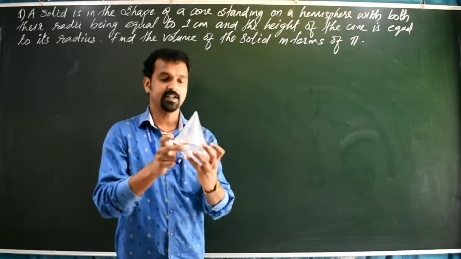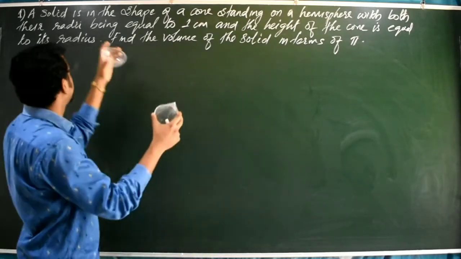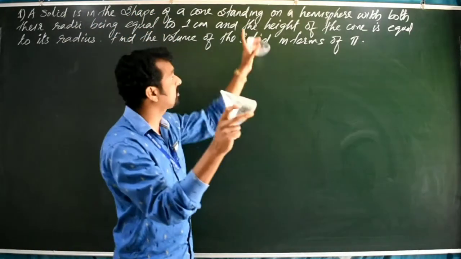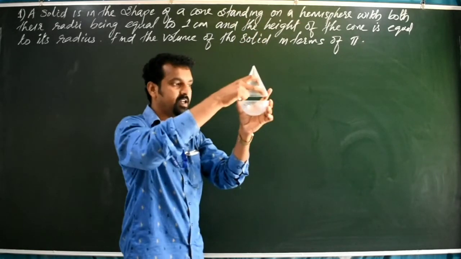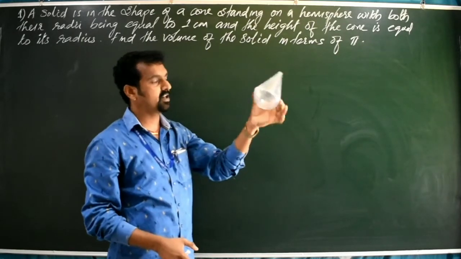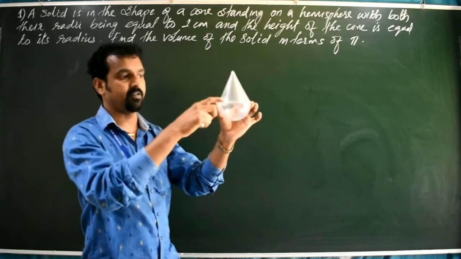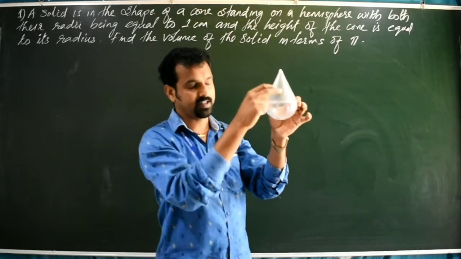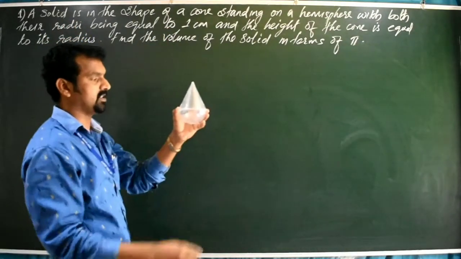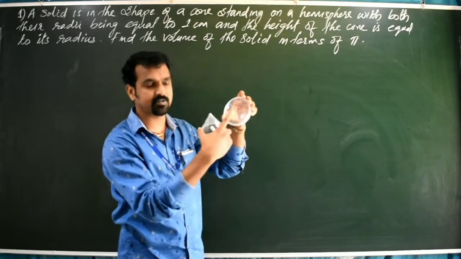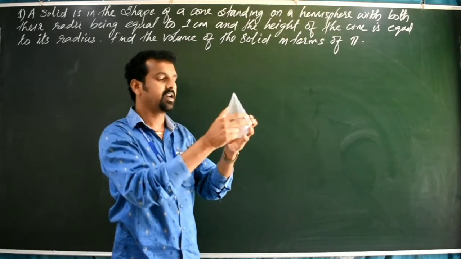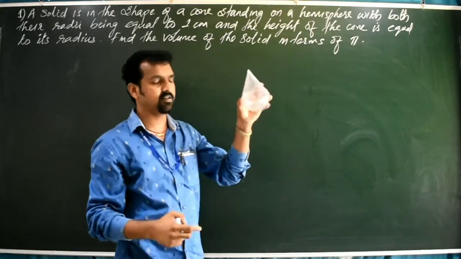See this one. This is the solid. A solid is in the shape of a cone standing on a hemisphere. This one is a cone and this one is a hemisphere. Standing on a hemisphere means it will come like this. Both their radii are equal to 1 centimeter: the radius of the hemisphere is 1 centimeter and the radius of the cone is also 1 centimeter. That means it fits exactly here.